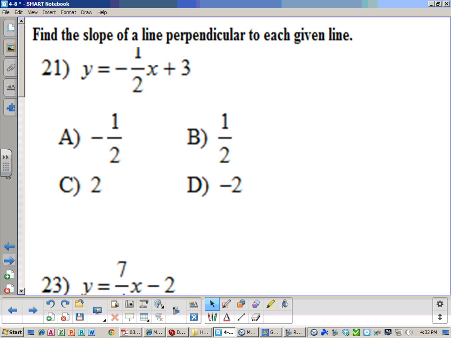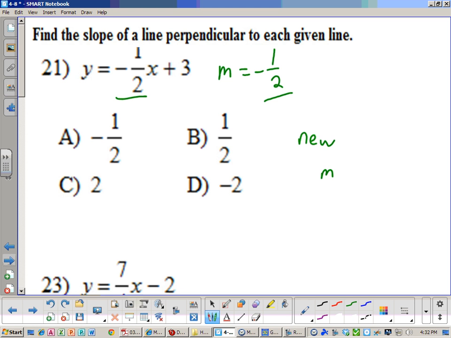Number 21. Find the slope of a line perpendicular to each given line. This one has a slope of negative 1 over 2. So the new line that is perpendicular to this one is going to have a new slope of this one just flipped over. We're going to flip-flop these two, making it now 2 over 1. And you're also going to change that sign from negative to positive. So we're going to say positive 2 over 1. We flip the fraction and change the sign. So now it's positive 2 over 1, which is the same thing as saying positive 2. Answer is 2.